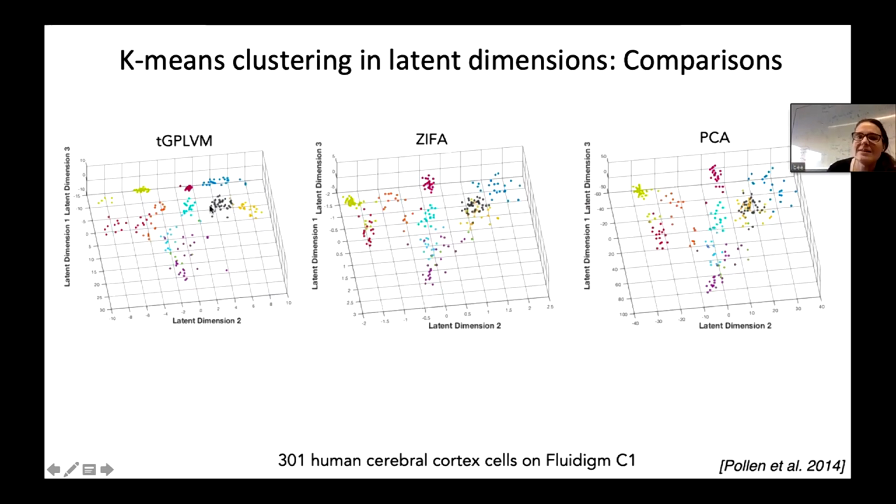So visualizing this, you can see that tGPLVM does a nice job relative to the others, although I'm not going to say it's like a total slam dunk here. But one nice thing that you see is that there's this particular set of cell types, these yellow and brown cells here that are kind of hard to separate in ZIFA and PCA, whereas tGPLVM does a nice job of separating those.